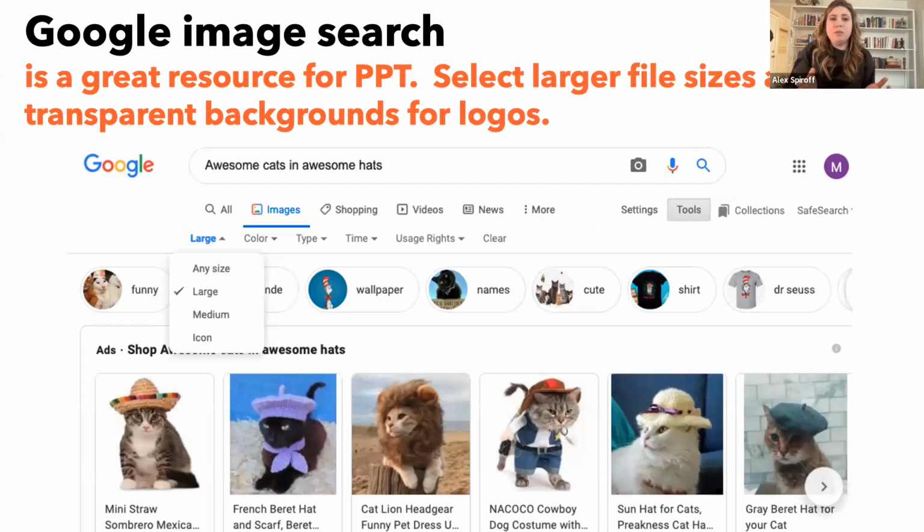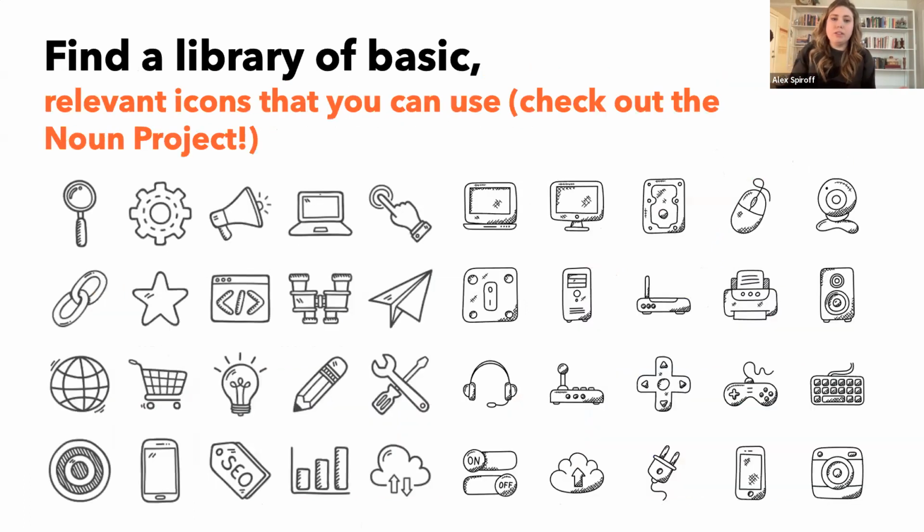Again, back to the visuals, Google image search is a great resource. You want to look for large file sizes. You don't want any kind of pixelated images in there, so transparent backgrounds for logos as well. There's also lots of places where you can find libraries of basic relevant icons, and that's a great way to incorporate some imagery into your presentations. Noun Project is one that we use a lot, and that's a great resource for that.